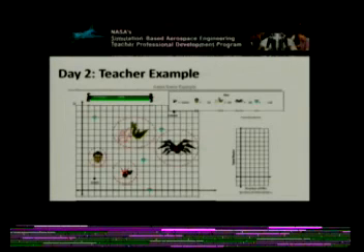And so on the second day, we got a little bit more complicated. We decided that a video game's not any good unless you've got monsters.